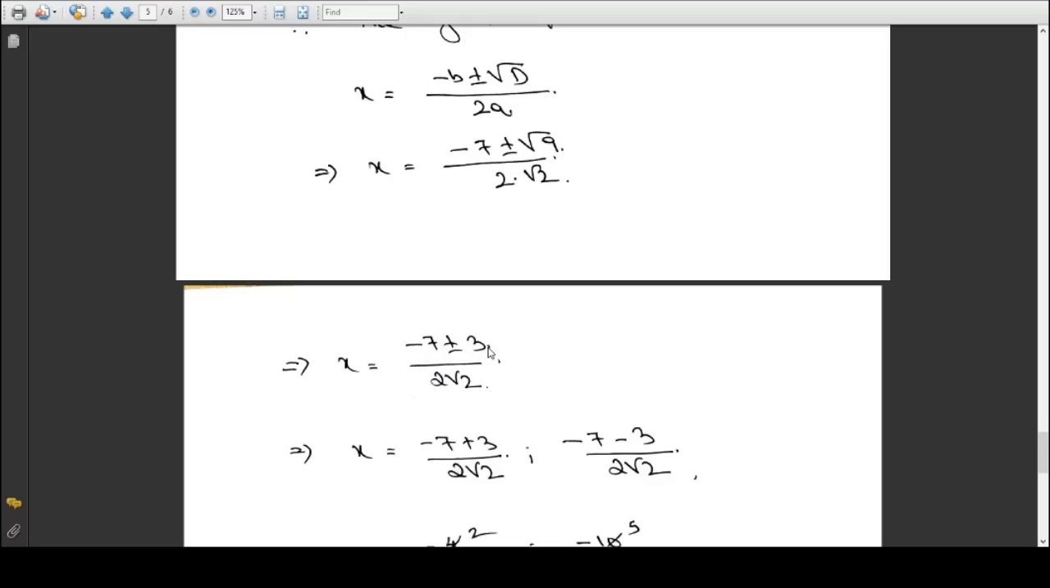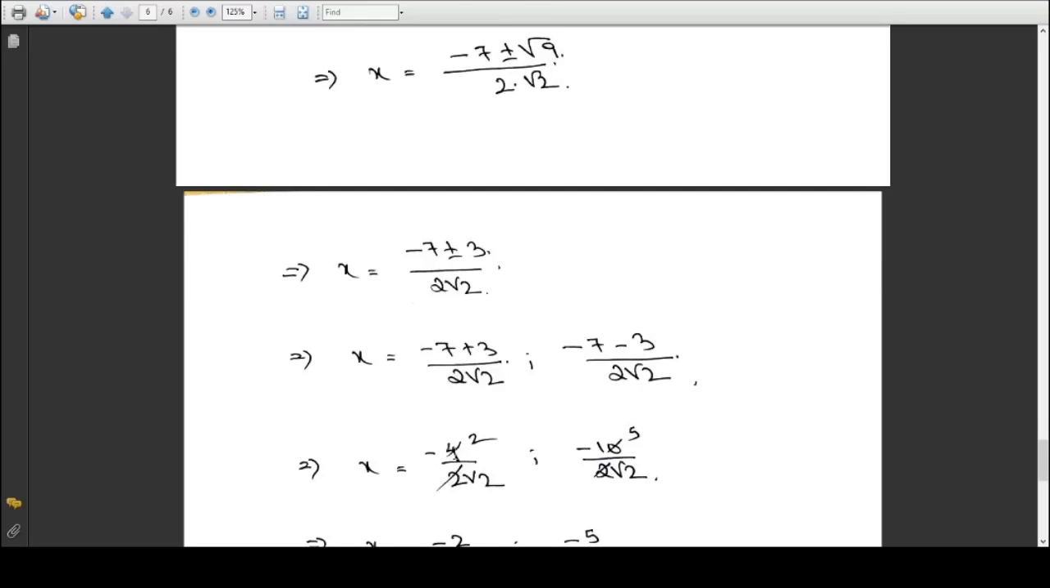Now one you will take with plus, the other with minus. Now minus 7 plus 3 is minus 4. Therefore we have minus 4 by 2 root 2. And here minus 7 minus 3 is minus 10. We'll have minus 10 by 2 root 2.